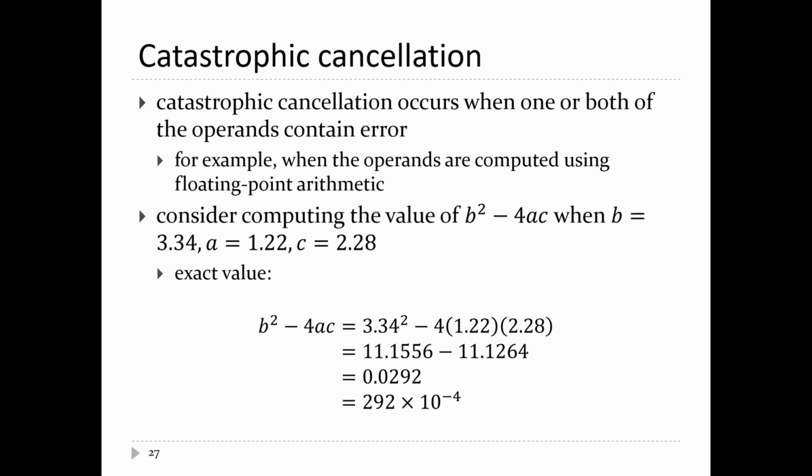So you just go ahead and compute this using regular arithmetic, so not using floating point. When I do this regular arithmetic, I end up with 0.0292. If I write that out in floating point, that's 292 times 10 to the minus 4. So this is not with floating point, this is using real math.